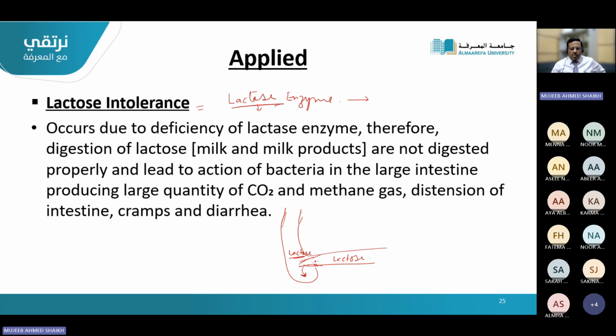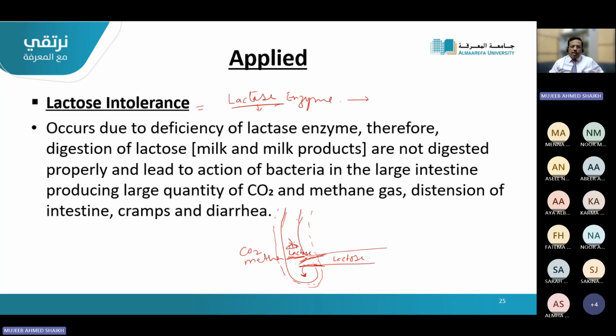Good, very good. Who was this? Noor, you are absolutely correct. When undigested lactose enters the large intestine, it is acted upon by the bacteria. They try to digest it and make gases: CO2, methane. The large intestine will bloat to a bigger size. This will cause cramps and pain also.